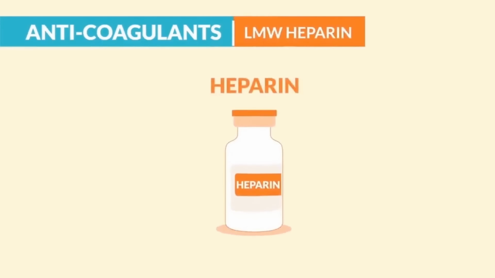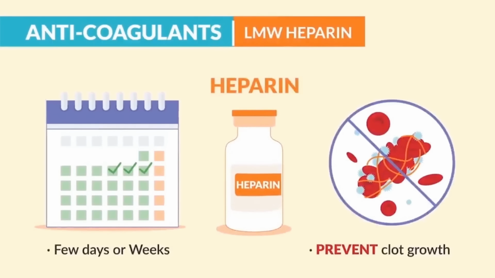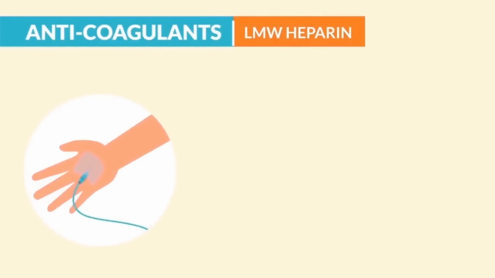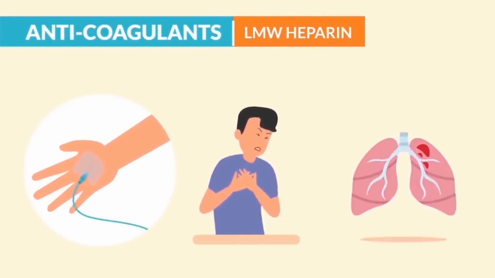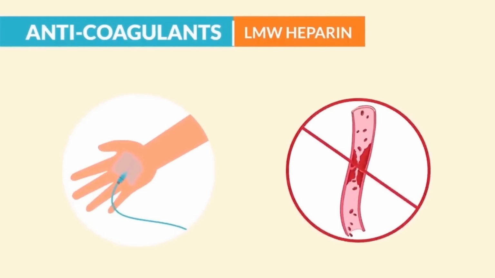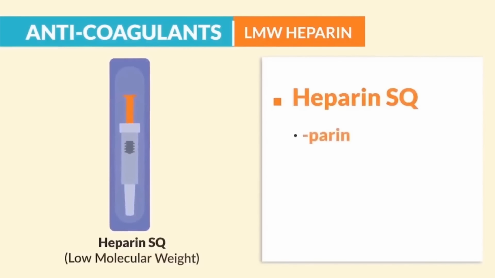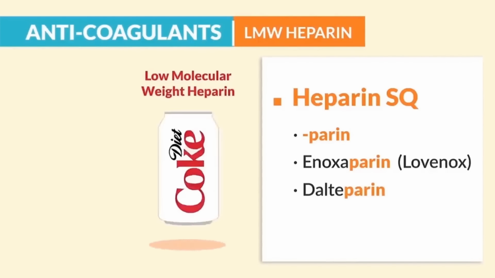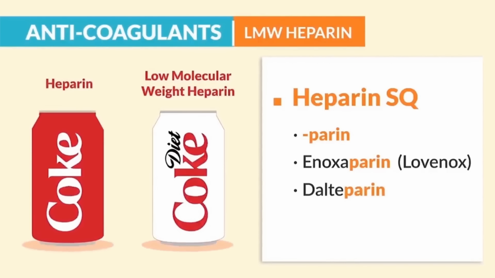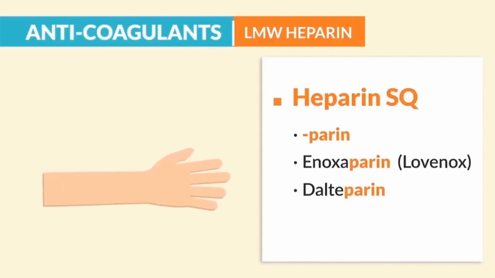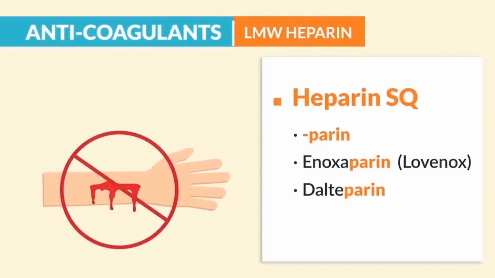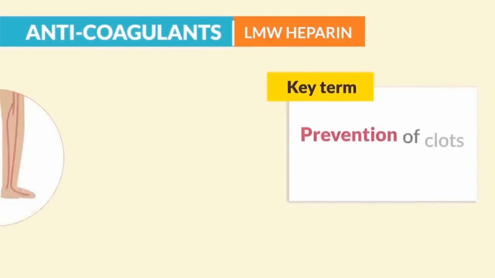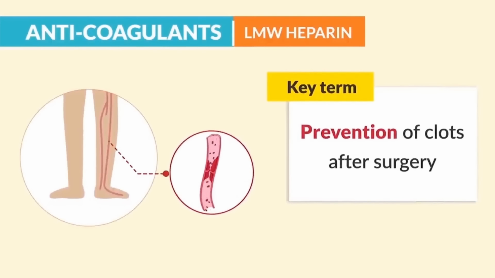Now, heparin's different in that it's typically only given for a few days or a few weeks. So heparin IV is usually given after an MI heart attack or a PE in the lung to prevent the clot from growing. And heparin sub-Q ends in parin, like heparin. So just think enoxaparin, brand name Lovenox, or dalteparin. Guys, these are low molecular weight heparin, basically a lighter version, sort of like a Diet Coke. They're just less heavy and have less chance of major bleeding, which is a great thing. Now, it's given for, key term, prevention of a DVT after surgery.